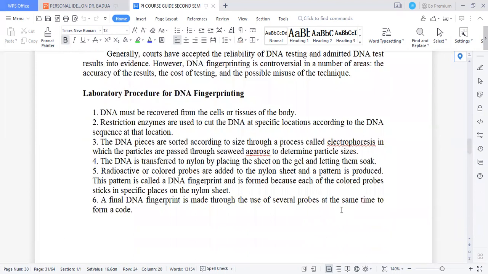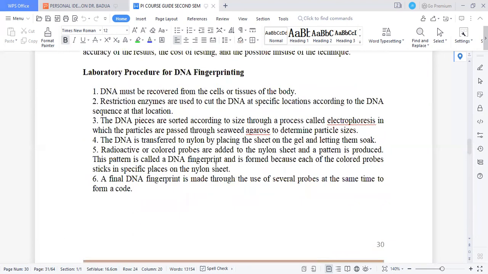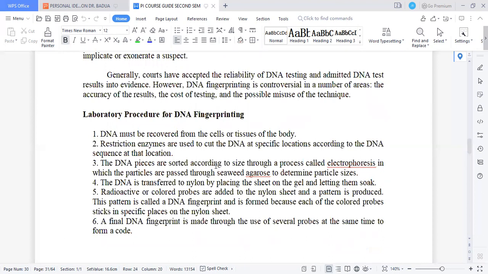Another thing that you have to remember are the different procedures. Anyway, you can also watch videos on YouTube on how DNA is processed. There are a lot of videos in there that you could watch to supplement your reading in this particular course guide or module.